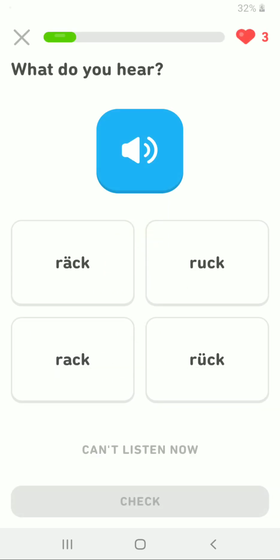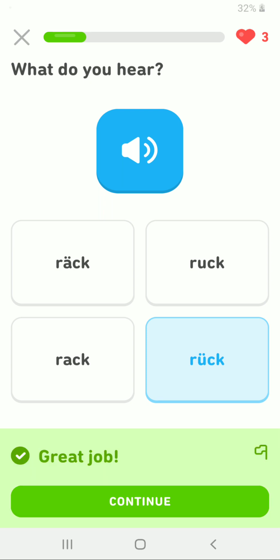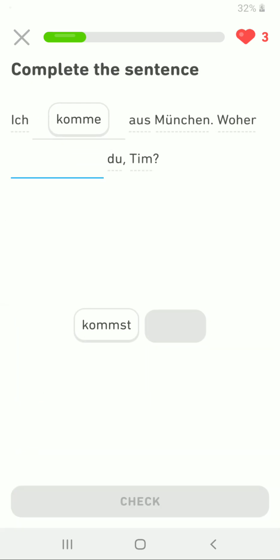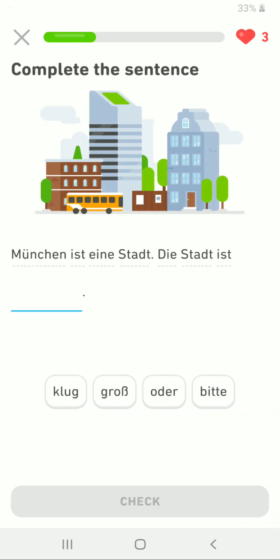Rück. Ich komme aus München. Woher kommst du? München ist eine Stadt. Eine Stadt. It's a city, or a town.